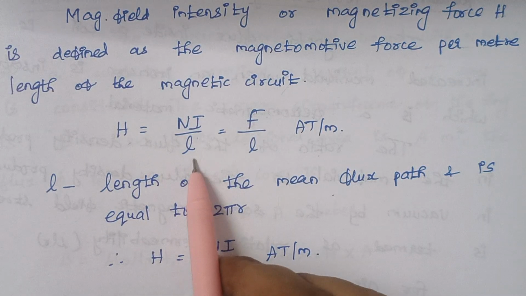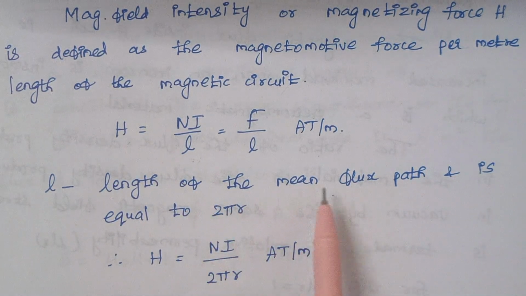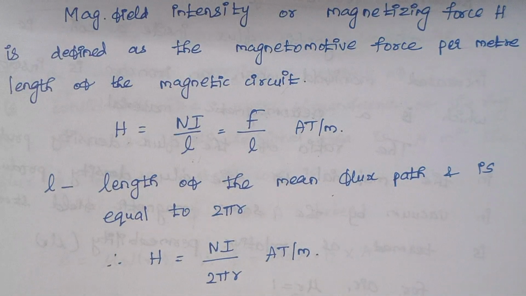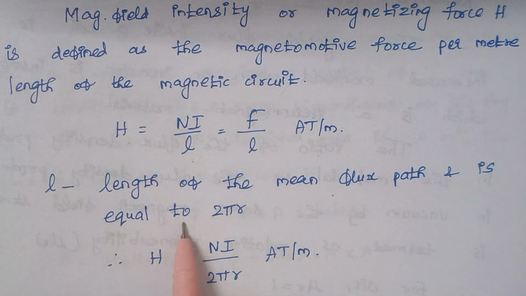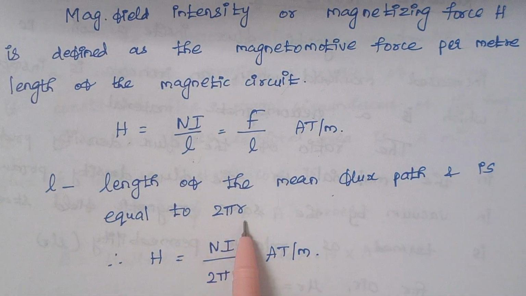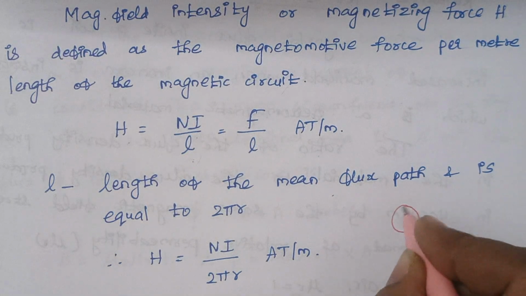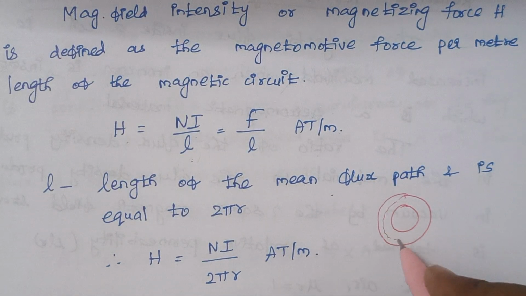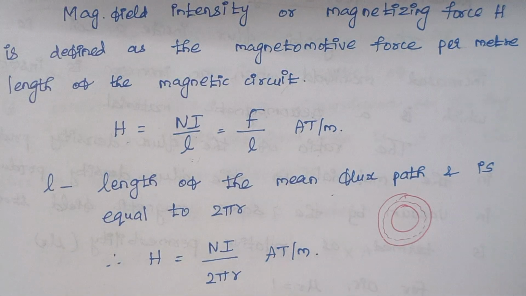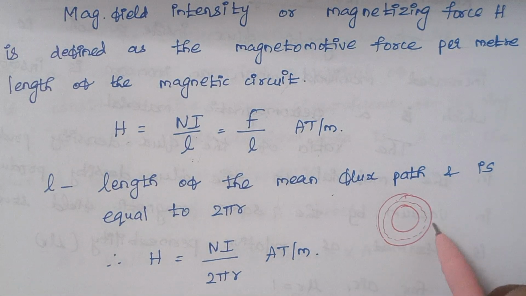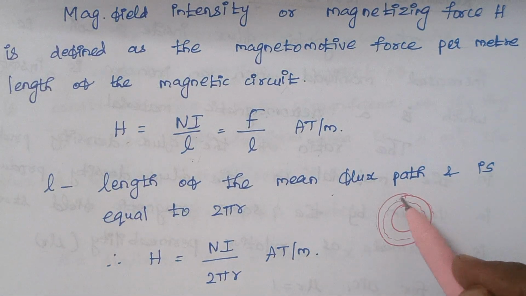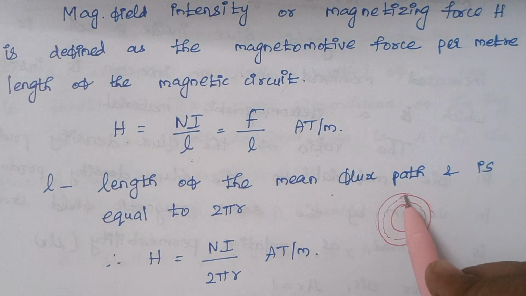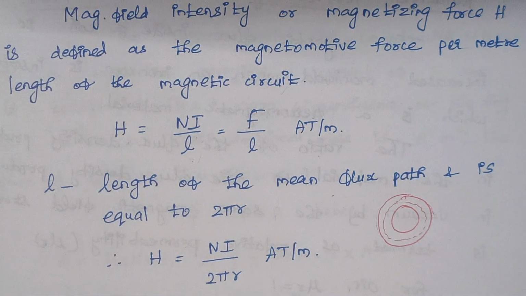Right? So what do you mean by L here? L is the length of the mean flux path, that is, the path in the steel core in which the magnetic flux gets established, right? That is known as the mean flux path, and this is equal to 2 pi r. Why is this equal to 2 pi r? Because we are considering a circular steel core, right? So here we have a circular steel core and the magnetic flux gets established only in this path. When you measure the entire length of this circumference, we call this 2 pi r, the circumference of the circle.